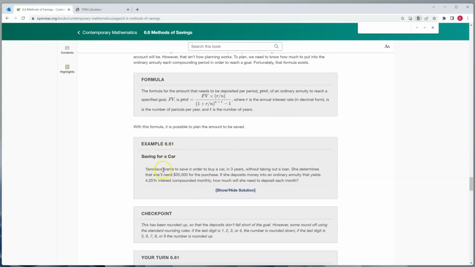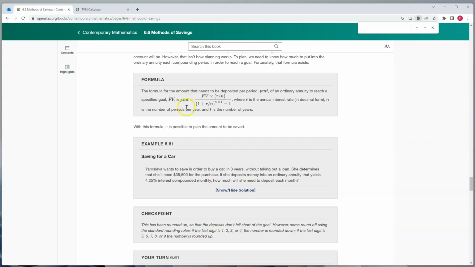I think that's Yaroslava wants to save in order to buy a car in 3 years. So she determines that she'll need $35,500. I would hope that this is her estimate based on taxes, tags, title, all that stuff. So we want to know how much does she need to deposit into an account in order to achieve this financial goal. We can still do all that with the TVM calculator.